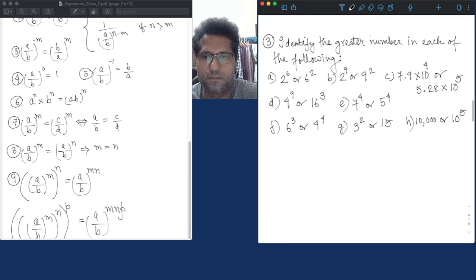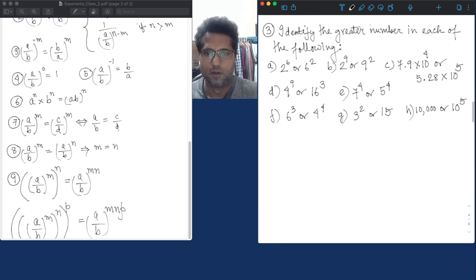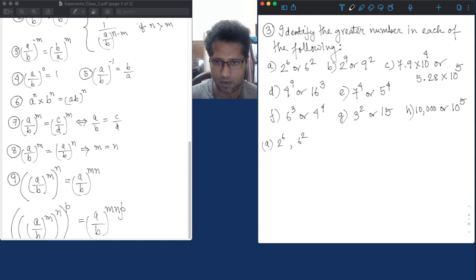Let's do one by one. Question number 3. So A, we have to compare 2 to the power 6 and 6 to the power 2. This is a very common problem where you will be given two exponents where the base and the powers are reversed.